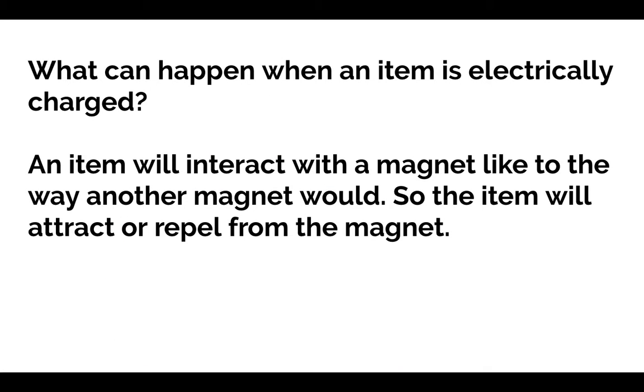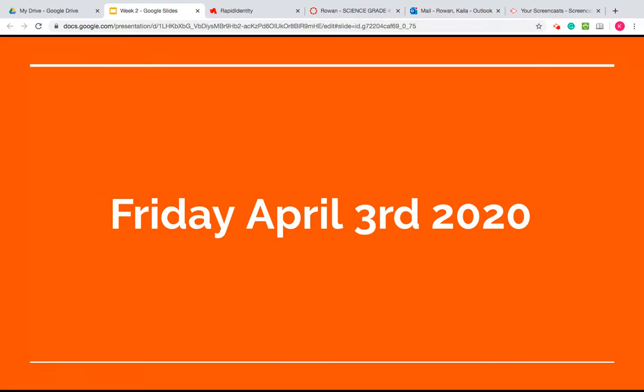So what can happen when an item is electrically charged? An item will interact with the magnet like the way the other magnet would. So the item will attract or repel from the magnet. Basically, that sums up what I just went through. That's the only thing I'm going over today.